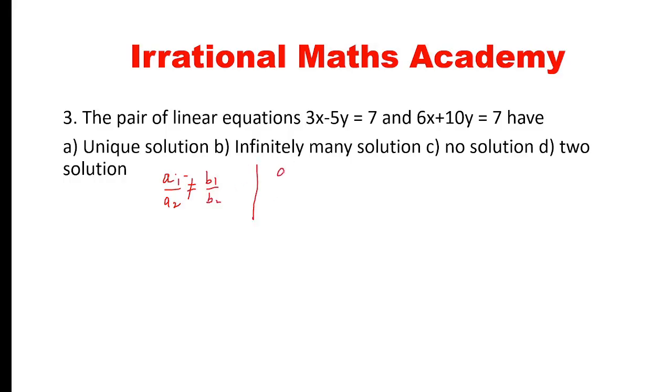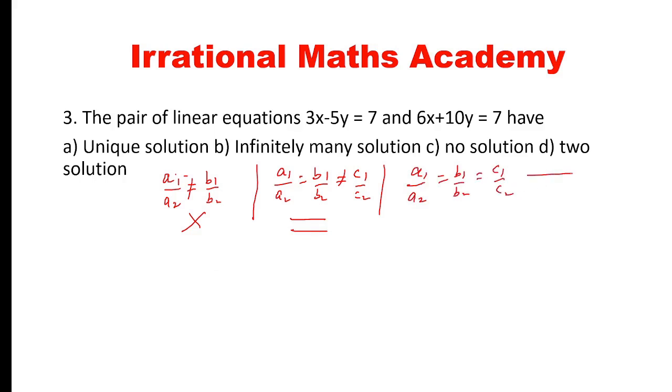Next, if it is a1 by a2 equal to b1 by b2 not equal to c1 by c2, which type of lines are these? Parallel lines. So if the given pair of lines satisfies a1 by a2 not equal to b1 by b2, we'll have intersecting lines. If it satisfies a1 by a2 equal to b1 by b2 not equal to c1 by c2, these are parallel lines. And if it satisfies a1 by a2 equal to b1 by b2 equal to c1 by c2, then we'll have coincident lines, meaning one line overlapping the other line.